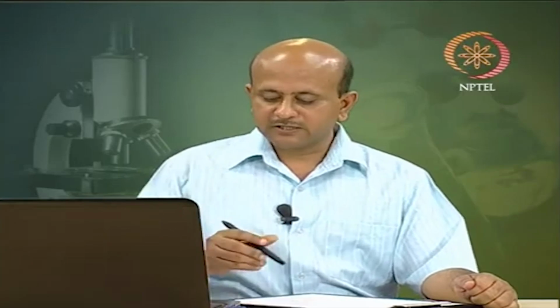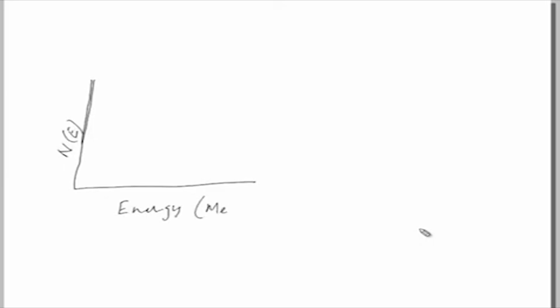Let us take a few examples, where we can see the energy spectrum of negatron emission. If I draw this for a few of those negatron emitters, N is the number of atoms with a particular energy E, and this axis is energy in terms of million electron volt.